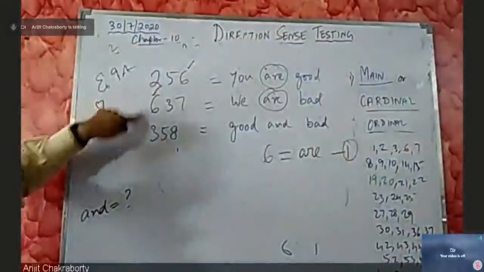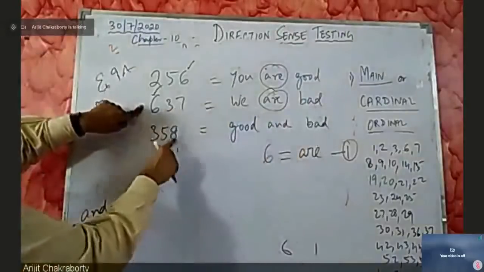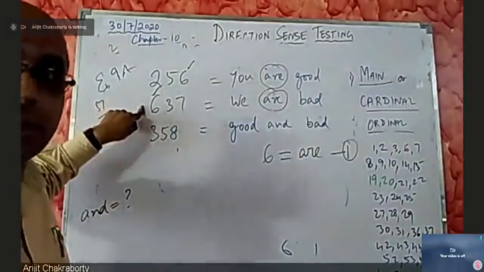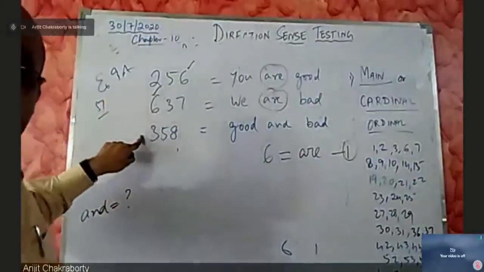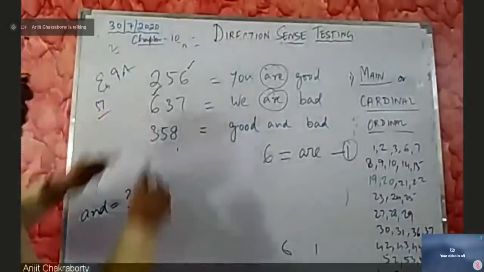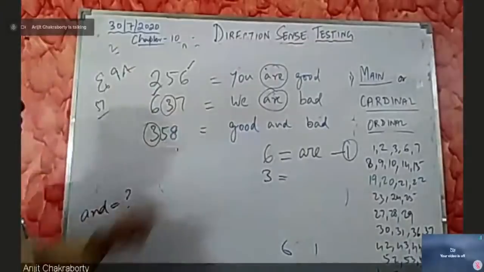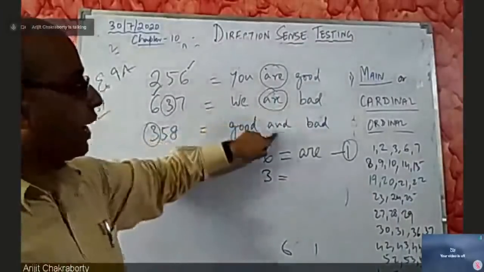Second one. Let's take 2 and 3. 637 is "we are bad." 637, 358. Do we have anything common? Do we have a common digit? 637 and 358. Yes, we have a common one. The number is 3. I write 3 here. "We are bad." "Good and bad."